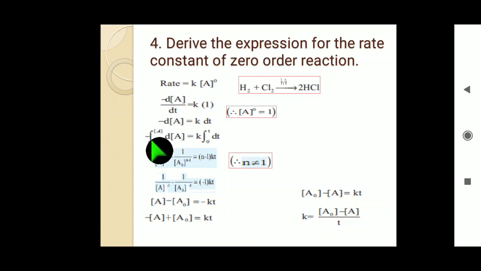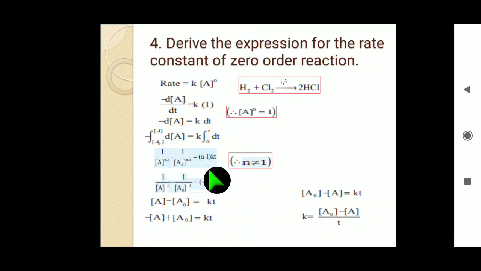After that we have to take an integral. We should apply the limits A naught to A, and 0 to t. The next step we see: here n, the order of reaction, is not equal to 1, so we have to follow this step. So 1 by concentration A power n minus 1, minus 1 by A naught concentration power n minus 1, equals n minus 1, within brackets, K into T.